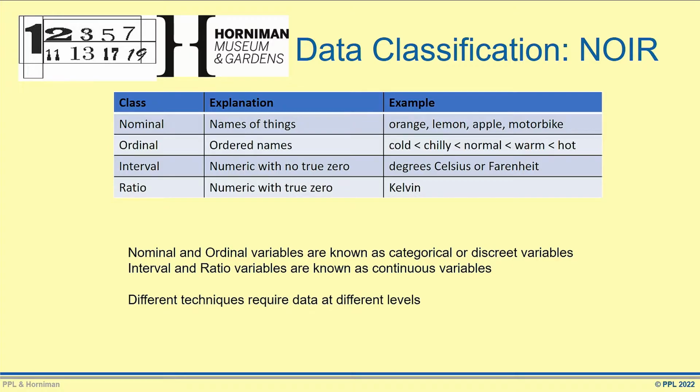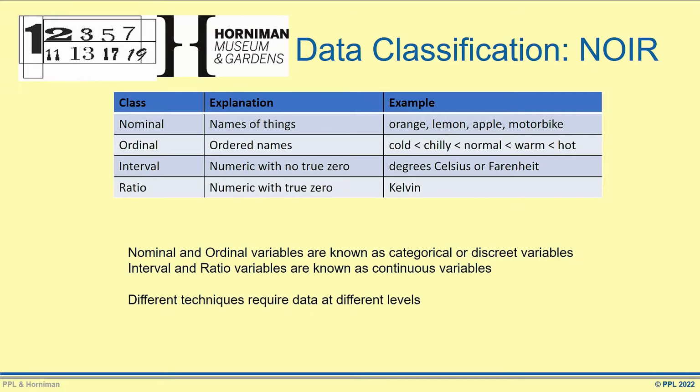So a traditional way of looking at the data and going, what sort of thing is it? Nominal is what we have a very large amount of in the museum world. This is just the names of things. The vast majority of our data is nominal data. It's just a name for something, a concept that we have. All of our thesauri, everything there is nominal data.